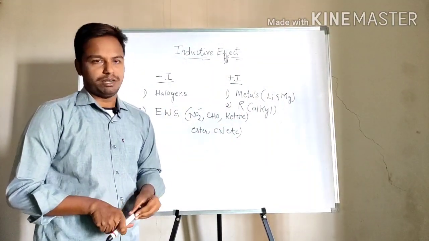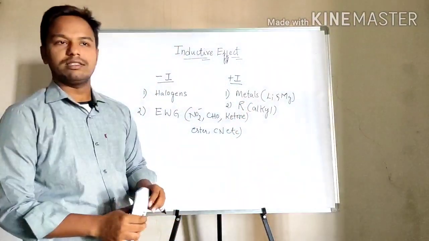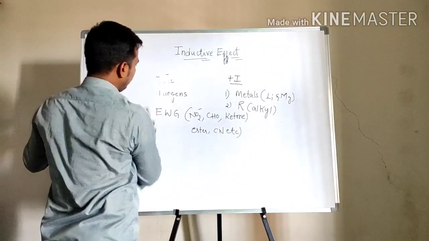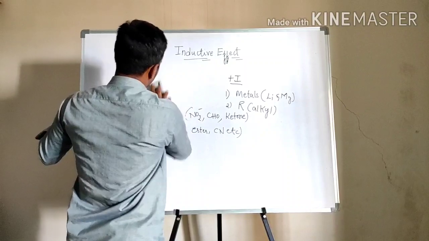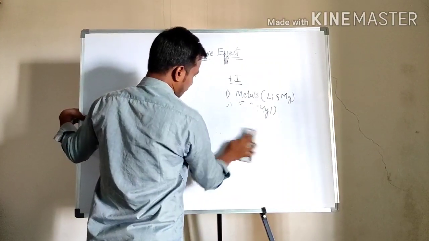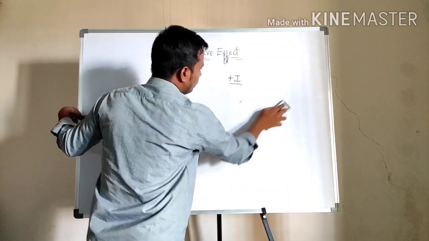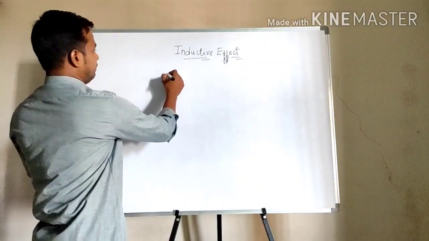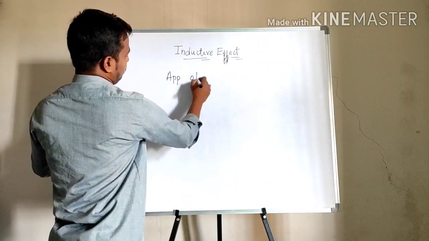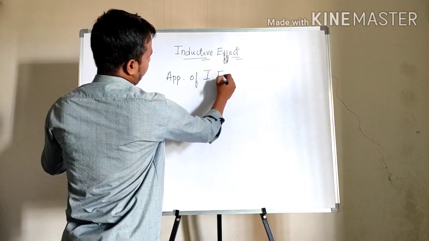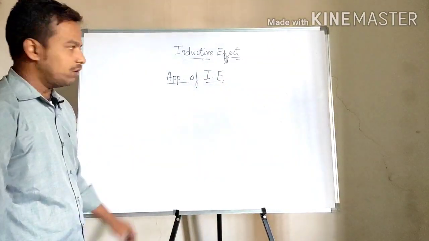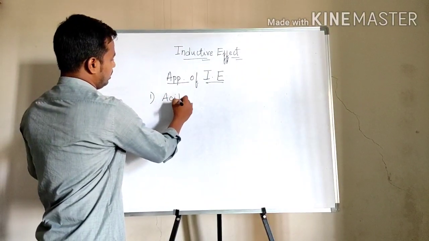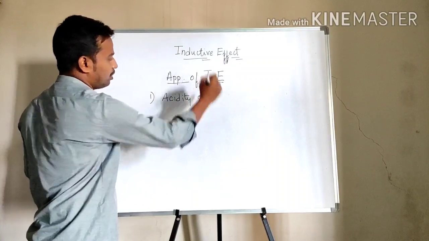Now we will move to the application part. It is very important. Till now the concept is complete, that is inductive effect. Now we will apply the inductive effect. So applications of inductive effect. Under the application, first and foremost thing is acidity of carboxylic acids.